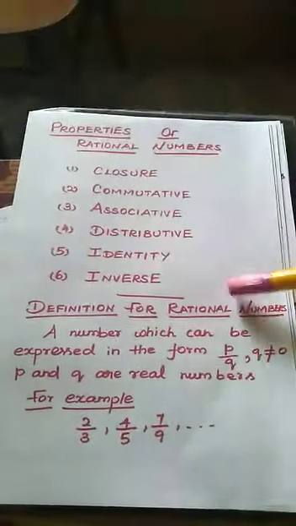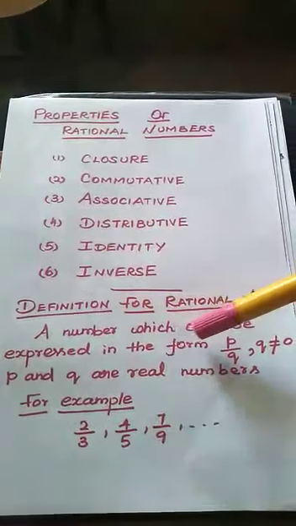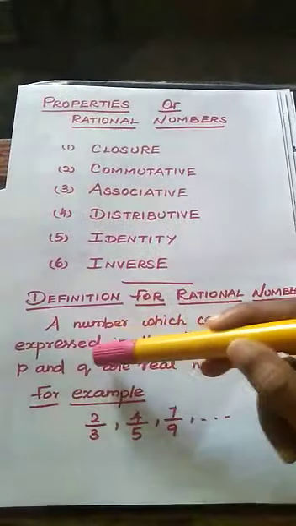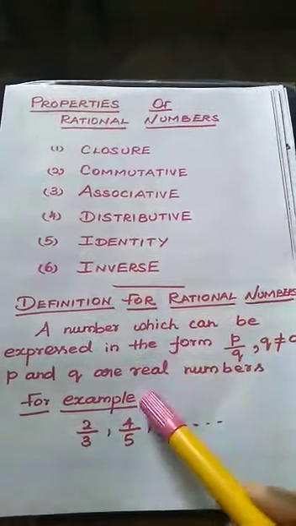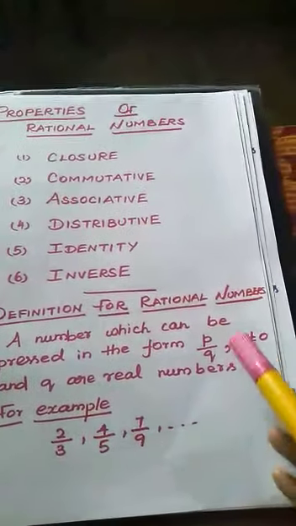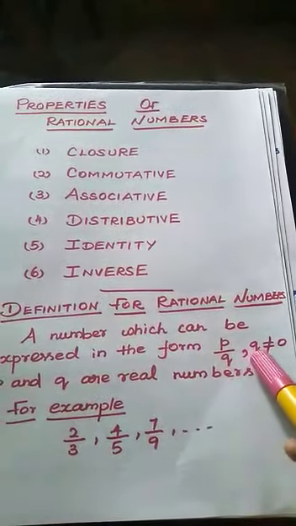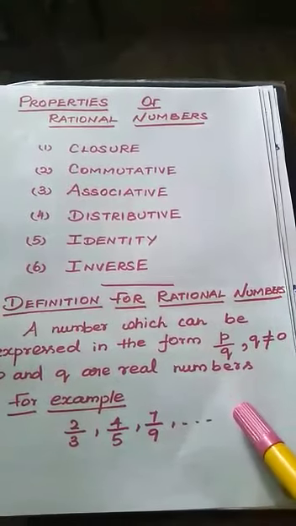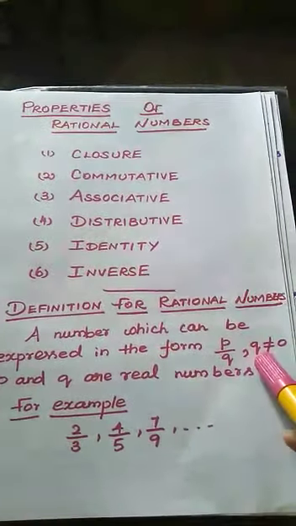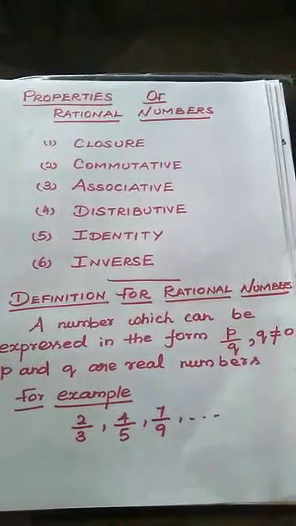Definition of rational numbers: a number which can be expressed in the form p by q, where the denominator q is not equal to 0, and p and q are real numbers. For example, 2 by 3, 4 by 5, 7 by 9, etc. Why did I particularly mention that the denominator q is not equal to 0? Because anything divided by 0 is not defined. So I mentioned that the denominator q is not equal to 0.